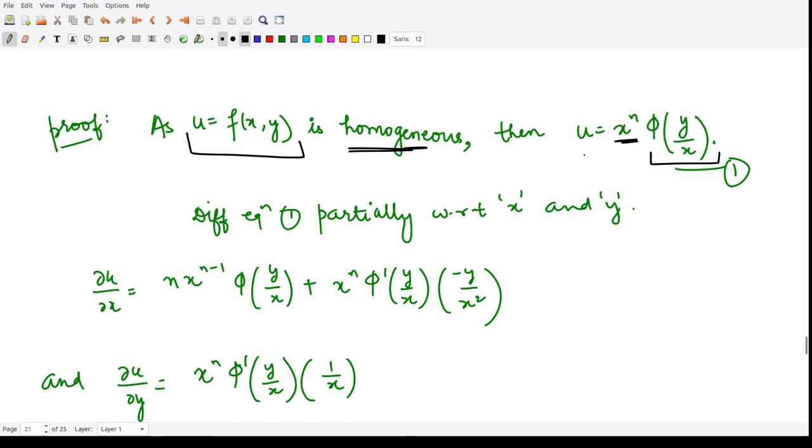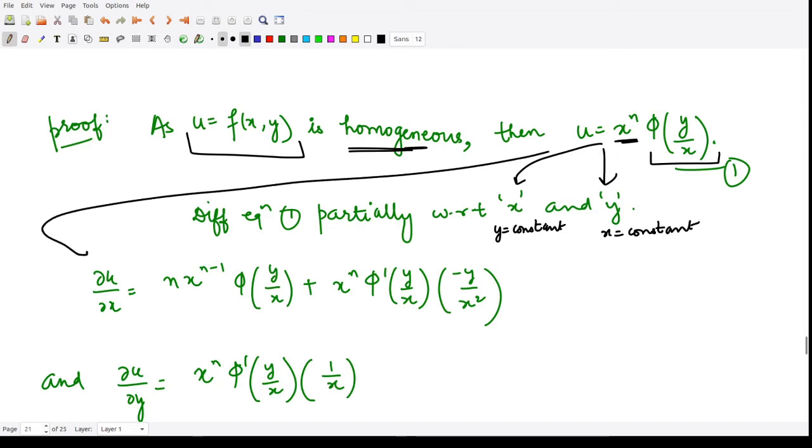Firstly, I am differentiating this with respect to x, and then I am differentiating it with respect to y. In the first case, I'll keep y as constant. In the second case, I will keep x as constant. So in the first case, del u by del x, because this term also has x and this term also has x, I have to apply the product rule. When you apply the product rule, it would be the derivative of the first term, that is n into x raised to power n minus 1, and the second term as such, and then the first term as such, and then the derivative of the second term.